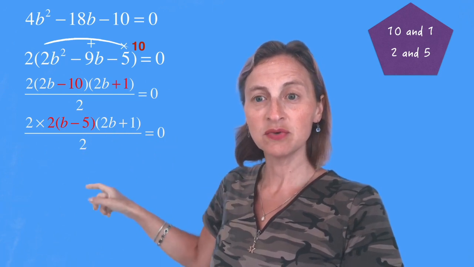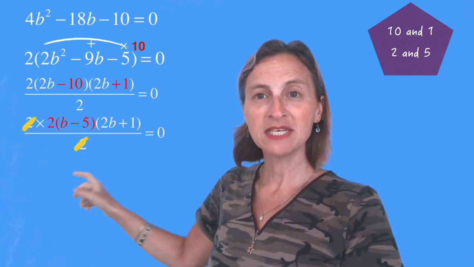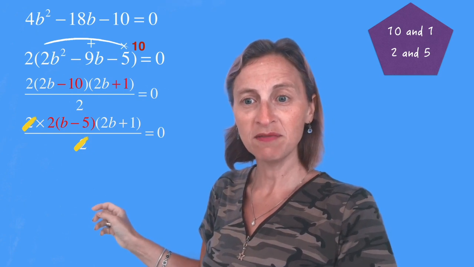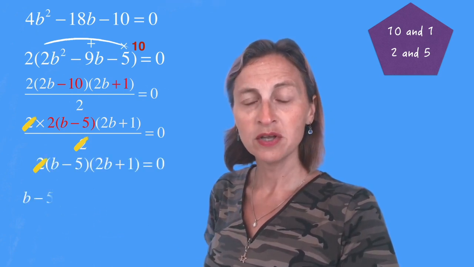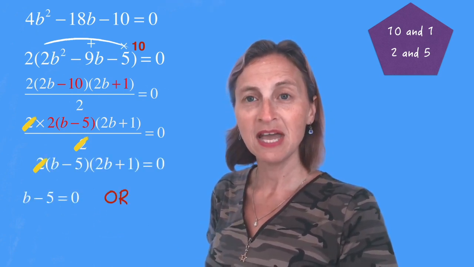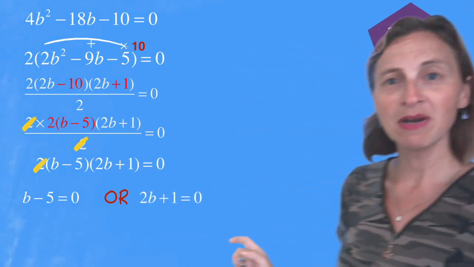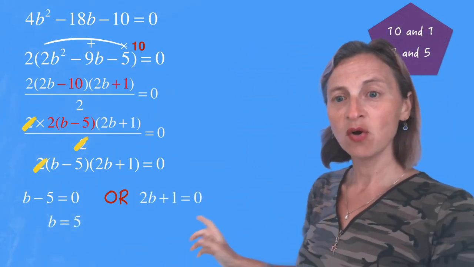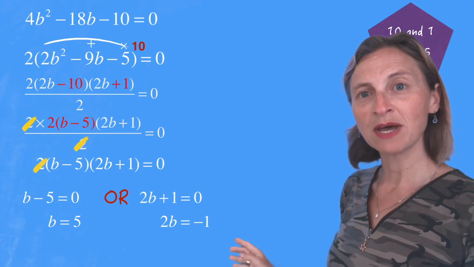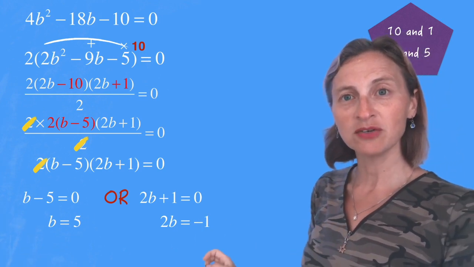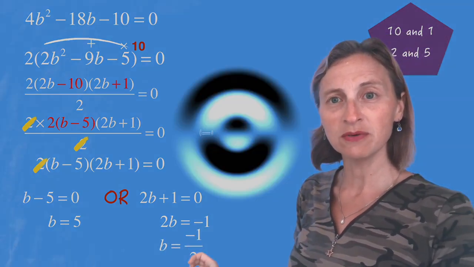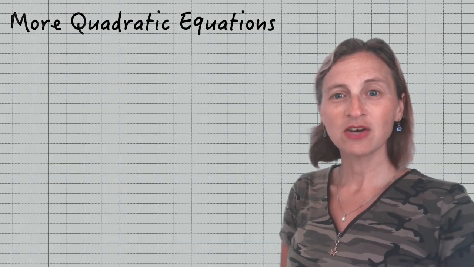We can cancel the 2's, and then we write down what's left. b minus 5 equals 0, or 2b plus 1 can equal 0, and then we solve both sides. And we're left with b can equal 5, or 2b can equal minus 1, and then we divide both sides by 2, and we're left with b equals minus 1 on 2.